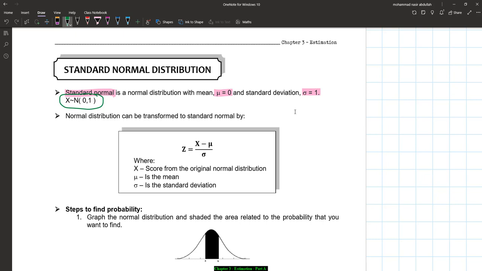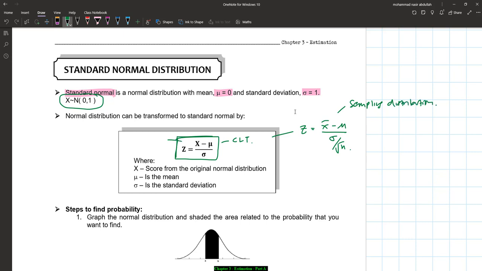A normal distribution can be transformed to the standard normal distribution by using the Z formula, the Z score. This is based on the central limit theorem, right? Z score: Z = (x minus mu) divided by sigma. This is for a single observation, right? So if you are looking into a sampling distribution, Z should be equal to (x bar minus mu) divided by sigma over square root of n. This is for the sampling distribution.